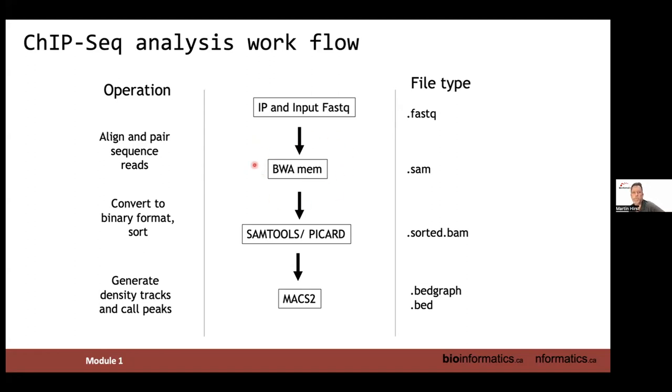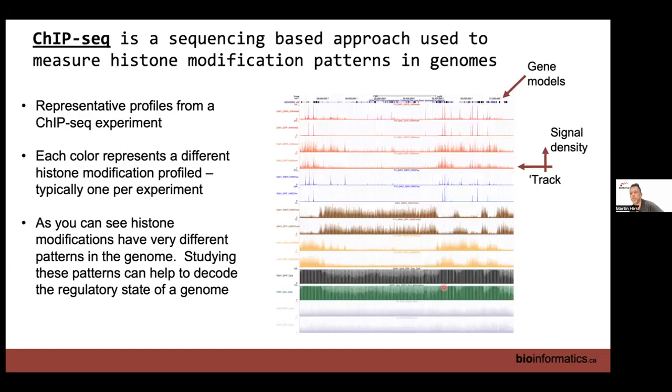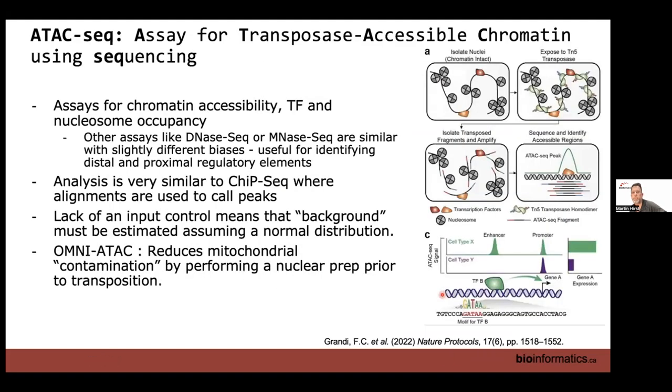For this module, we'll be using something called BWA, which is one flavor of a short read aligner. We'll use that aligner to align our reads to the genome, and that will generate a SAM file, which we'll convert into a binary format called the BAM file. We'll use some tools to then sort and dupe mark those files, and then pass those into our peak caller called MACS2. And the output of MACS2 will be a bedGraph file and bed files. And those are the file types that we're showing represented here. So that's really the workflow for ChIP-seq.